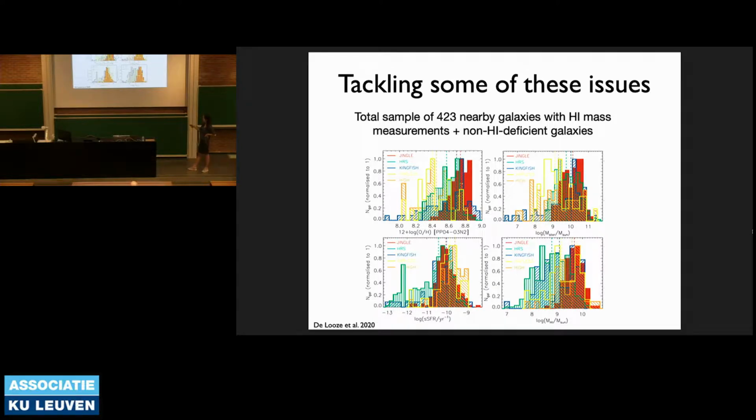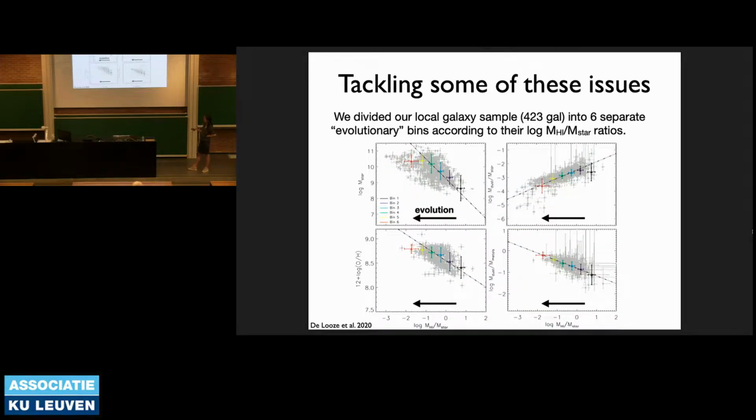So this is the sample that we have studied, so you see their distribution in stellar mass, HI mass, specific star formation rates, and metallicity, to showcase that we're not covering a specific narrow range, but we're really covering a wide range of stellar masses and different galaxy types. So again, we look at this parameter that people in my community like to use to indicate the stage of evolution of a galaxy. So again, they start off here with a high HI gas, low stellar mass, and they evolve in this direction.